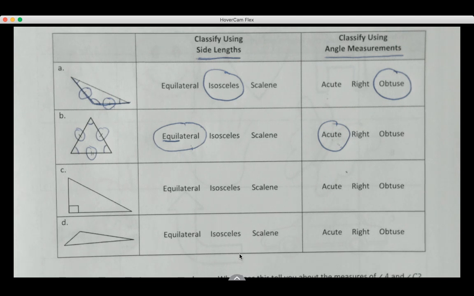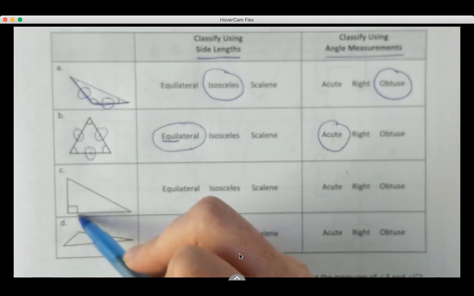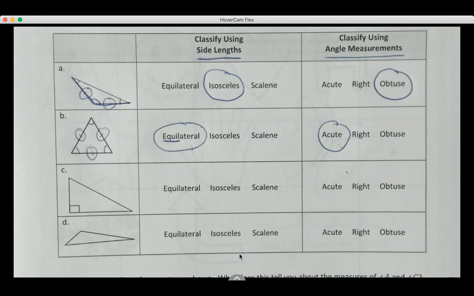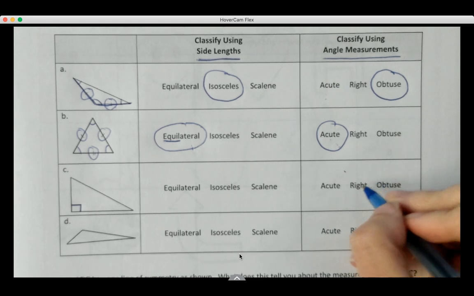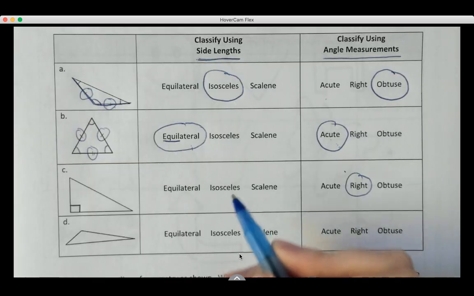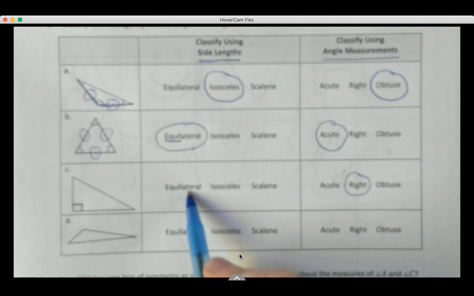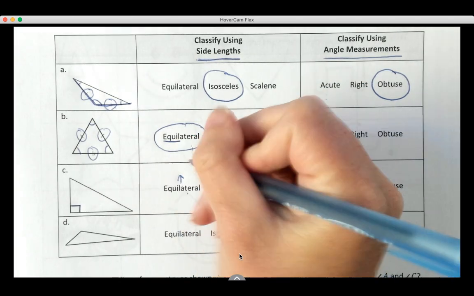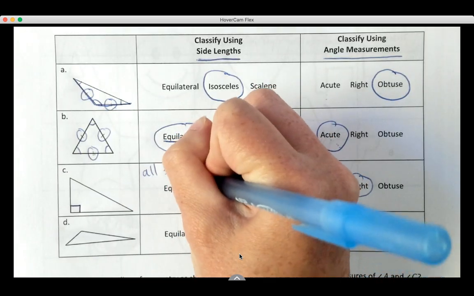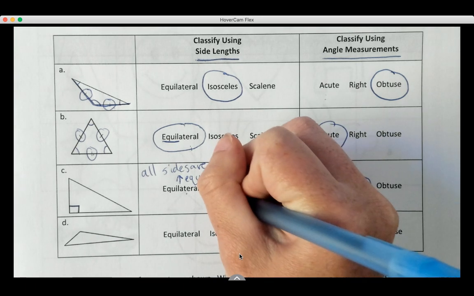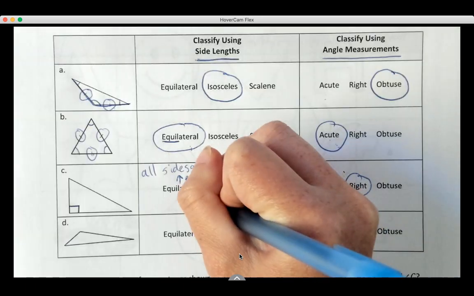Now, the last ones are C and D, and we're going to talk about these triangles. As you can see already, what do you notice in this triangle? I see a right angle. So automatically, boys and girls, this is going to be classified as a right triangle. But now we have to decide if it's equilateral, which means all sides are equal. So you might want to write this down. All sides are equal.